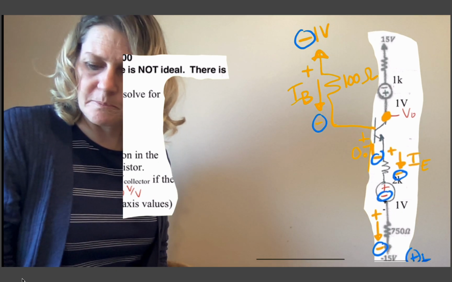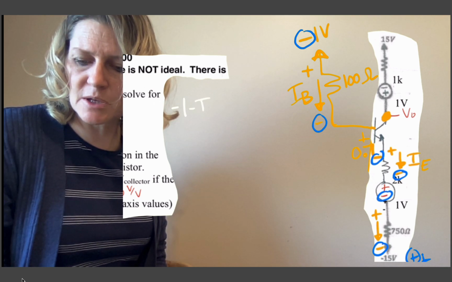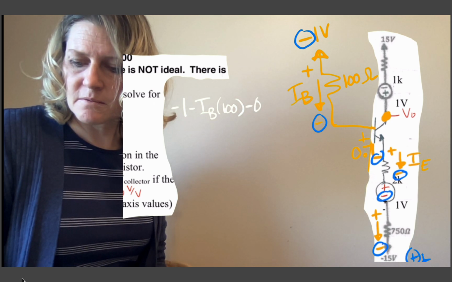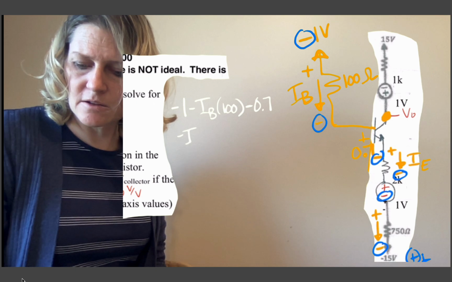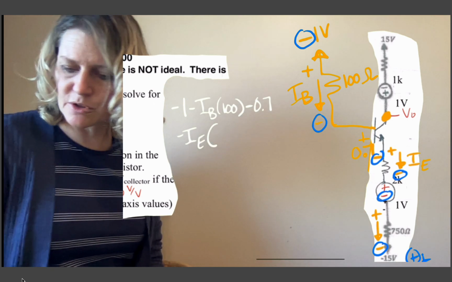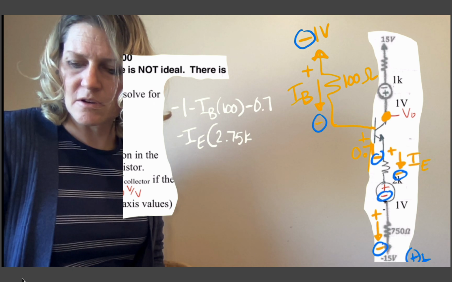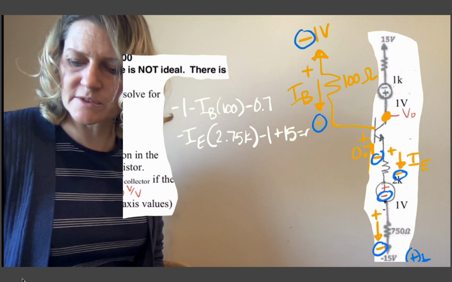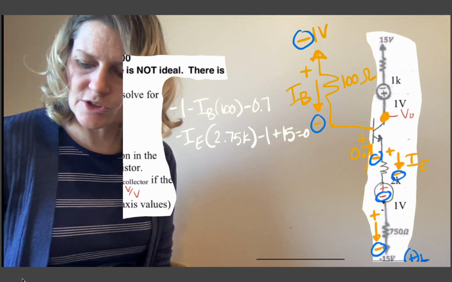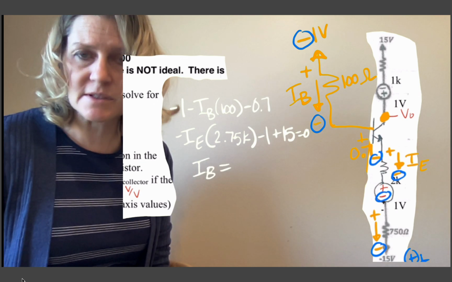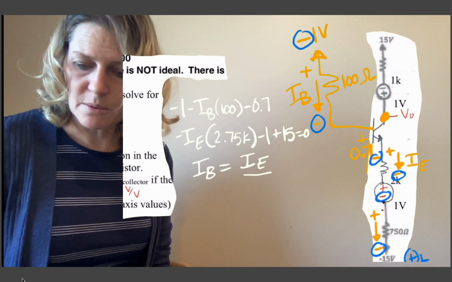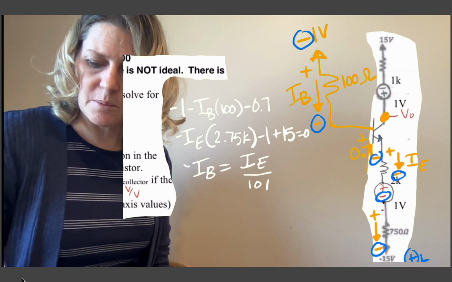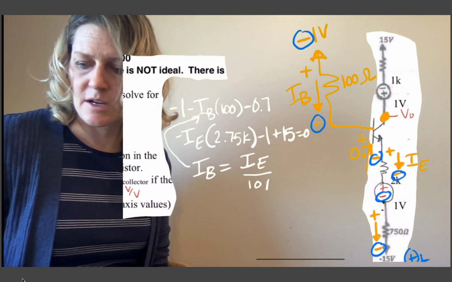So I get, it was a -1. So I have -1 minus IB 100 minus 0.7 minus IE, and I can add up the two resistors. So that would be 2.75K, and then a -1 and a plus 15. And that will be equal to 0. And then I'm going to use the relationship of IB and IE. So IB is equal to IE over beta plus 1, and beta was given as 100, so 101. And then I plug that in for the IB here.